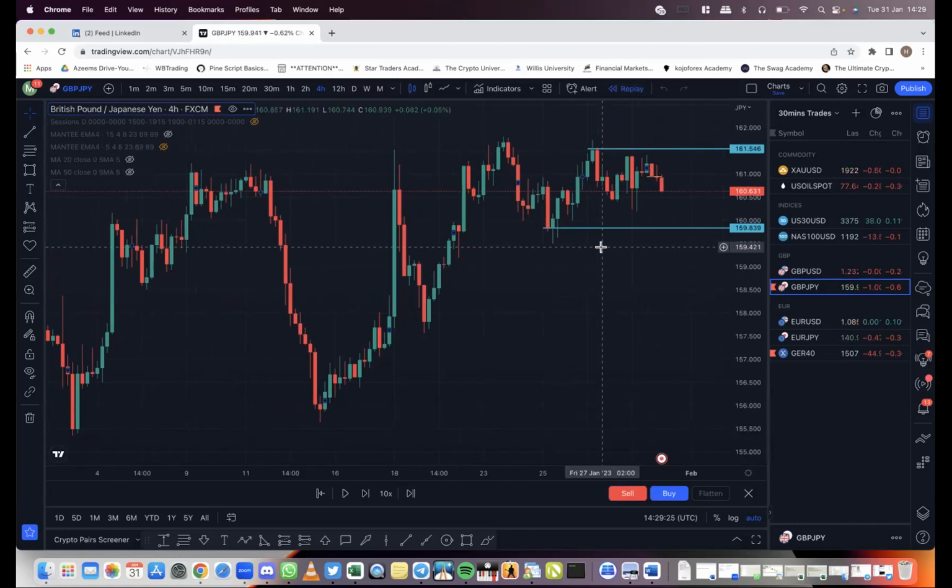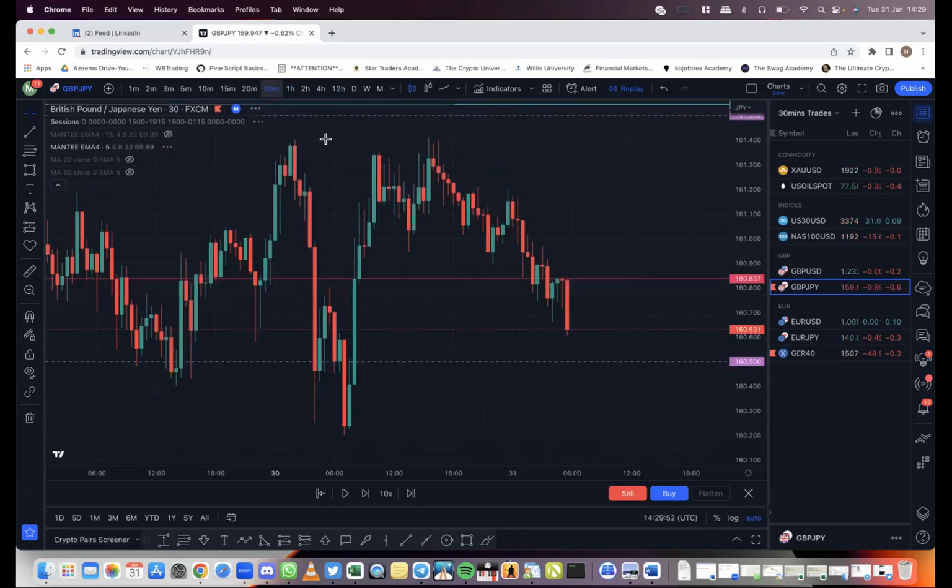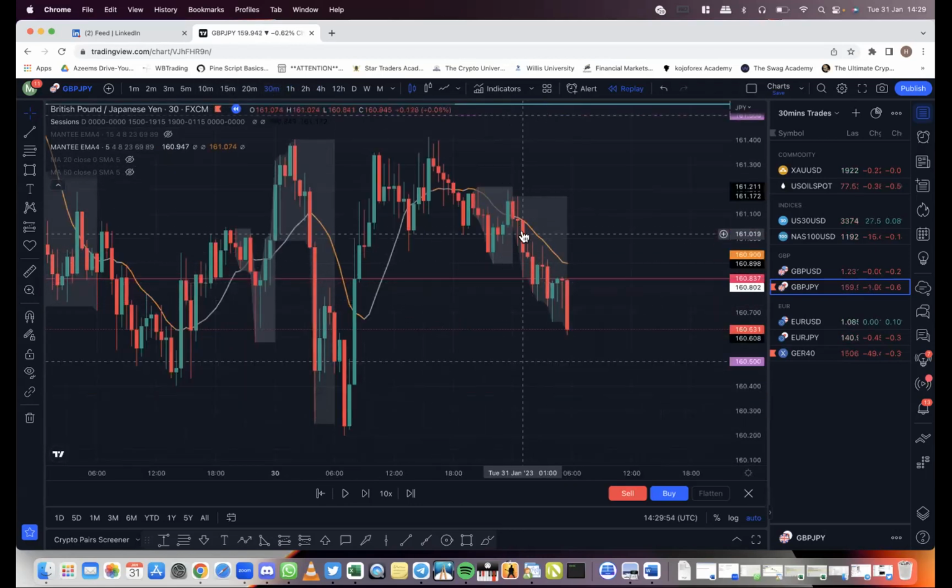Do you understand? We wake up at the end of this candle, 6 o'clock. So at 6 o'clock, we go into our 1 hour. This is what we see in our 1 hour. Clearly, we can see that we are in a downtrend. So if we are in a downtrend, then imagine we sit on the 30 minutes. It's giving us clearly that we are in a downtrend.